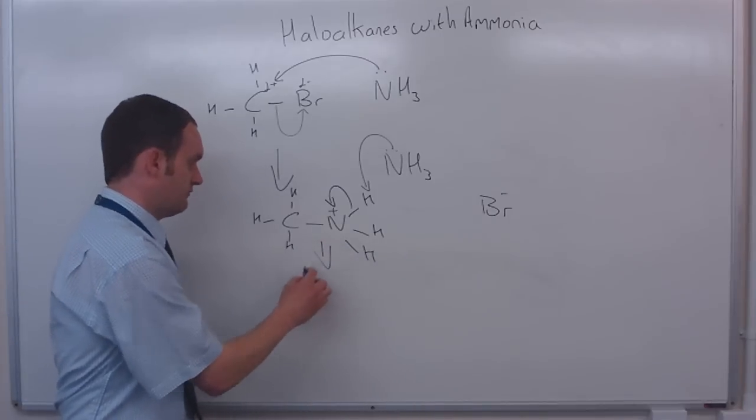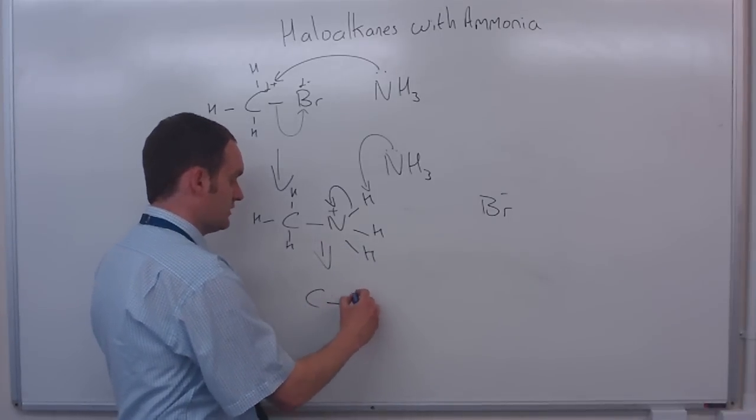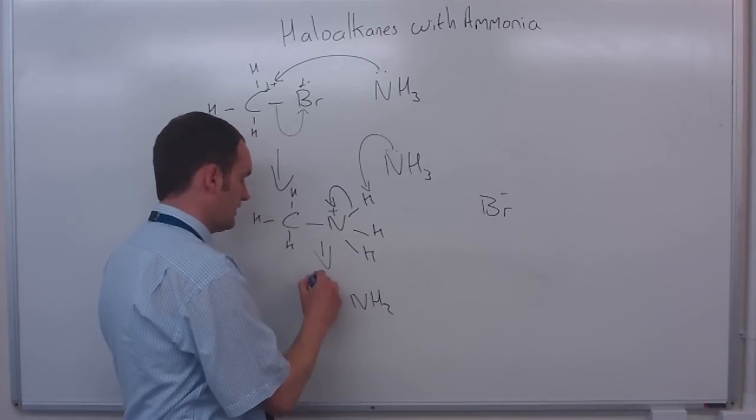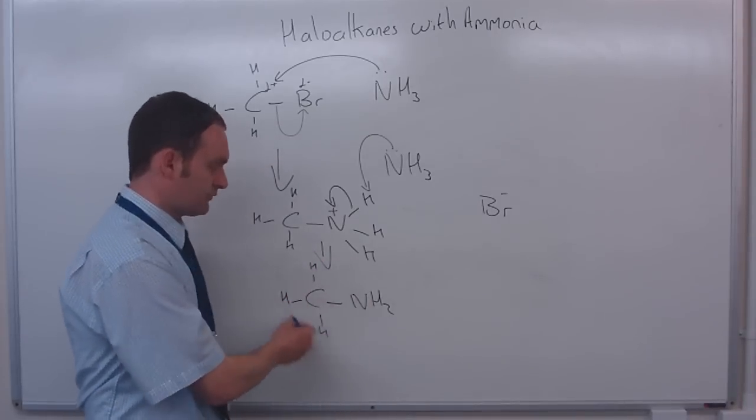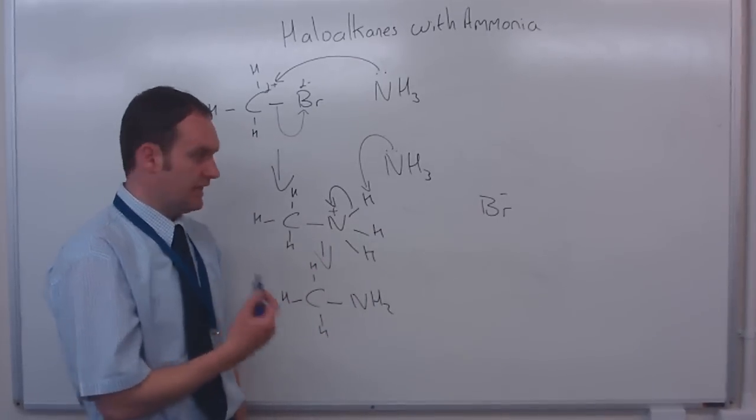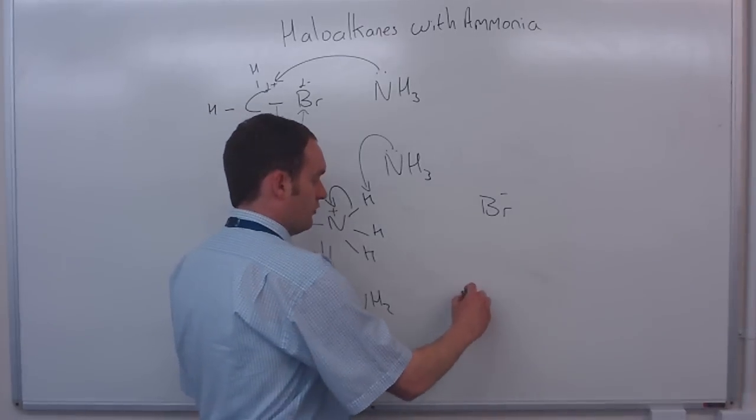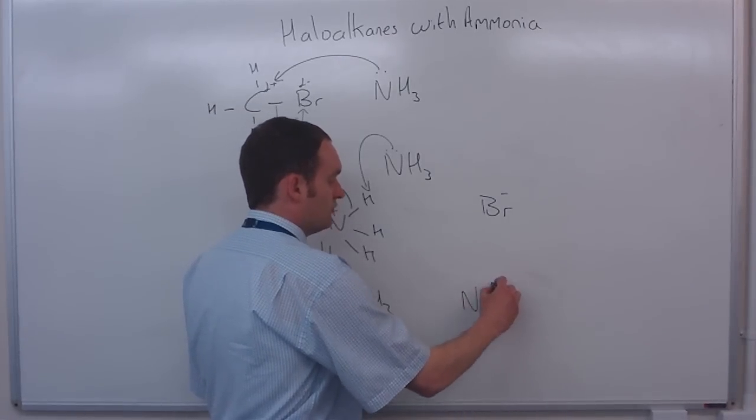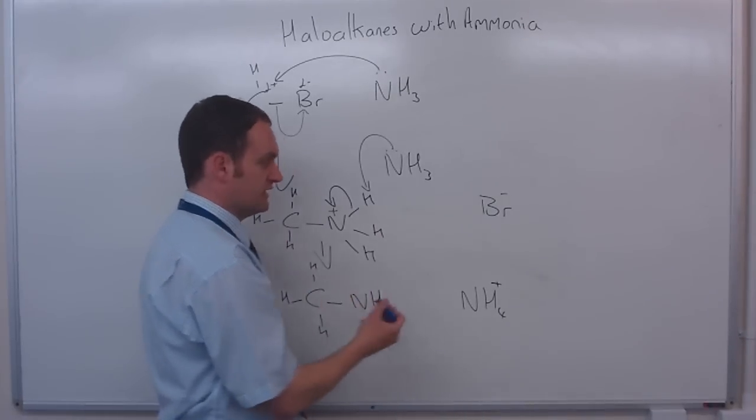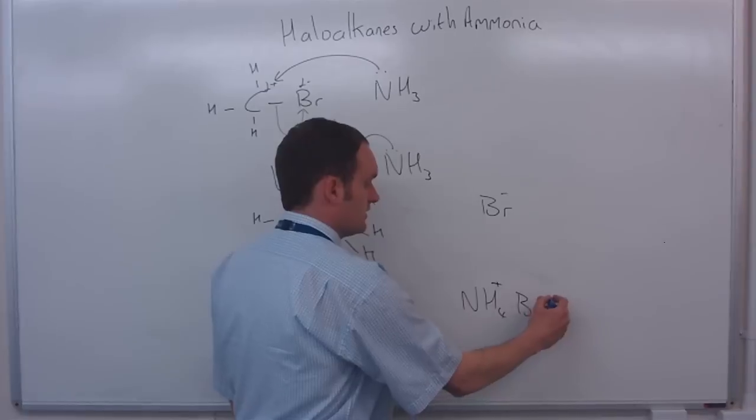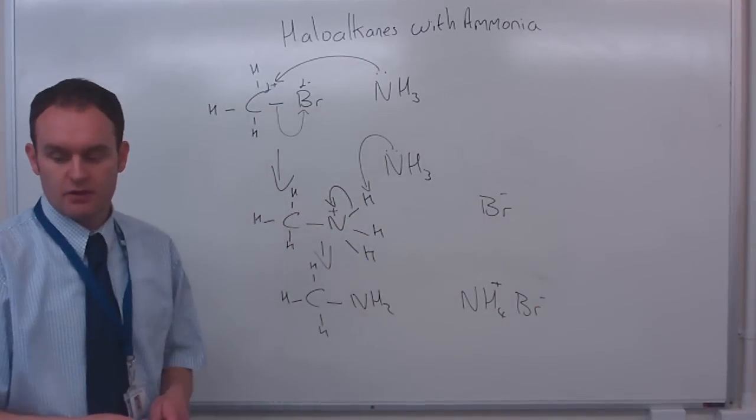The product that's now formed is an amine with an NH2 group on it, and the rest of the molecule again staying the same. So this would be methylamine, and the other product that will form would be NH4+, as the NH3 is taking H+ from our intermediate, and with Br-, like so, that makes ammonium bromide.